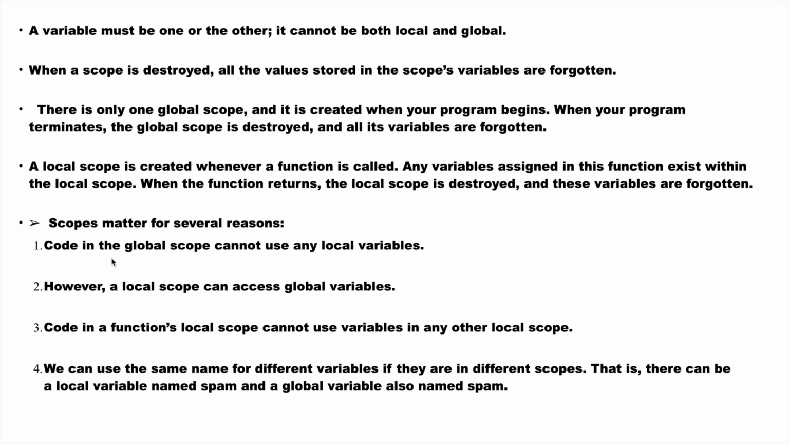Okay. So scope matters for several reasons. Why? What are the reasons? Code in the global scope cannot use any local variable. Obviously, whatever code is present in the global scope cannot use any local variables. Only code in the local scope can use local variables. I told you.